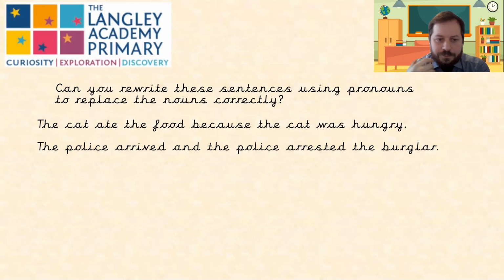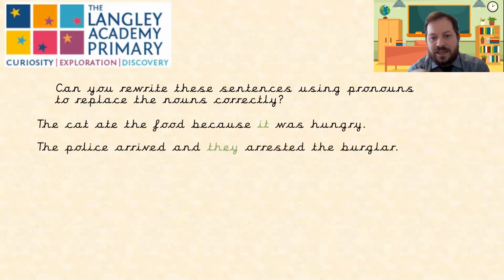Okay, so the first thing we need to think about is where the nouns are. So we've got the cat, the food. The food is a noun. The cat was hungry, so the cat again. We've got two cats and one food. And in the second sentence, we've got the police, the police again, and the burglar. So that's what we can use a pronoun for. So we can say the cat ate the food because it was hungry. The it refers back to the cat, not to the food. And the police arrived and they arrested the burglar.